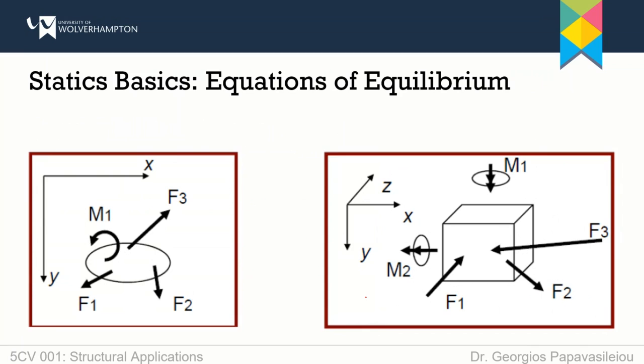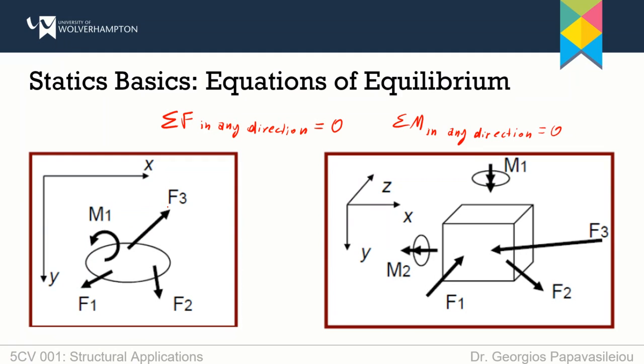Well, when it comes to equilibrium, it depends on whether we have structures in two or three dimensions. Of course, for a structure to be in equilibrium, the sum of all forces and the sum of all moments has to be equal to zero. So the sum of forces in any direction has to be equal to zero, and the sum of moments, once again, in any direction, has to be equal to zero.